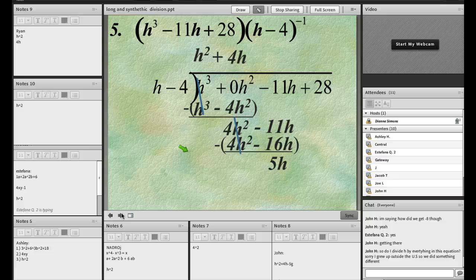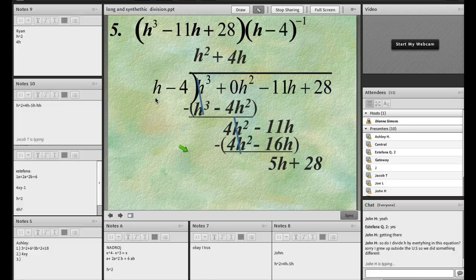Yes, 5h. Okay, guys, one thing I want to tell you is you can use a calculator. That's right, Don. That's exactly what you do. All right, we bring down the 28. I'm going to divide 5h by h. What do I get? I'm not lying, Joe. I would not lie. 5h divided by h, what do I get?